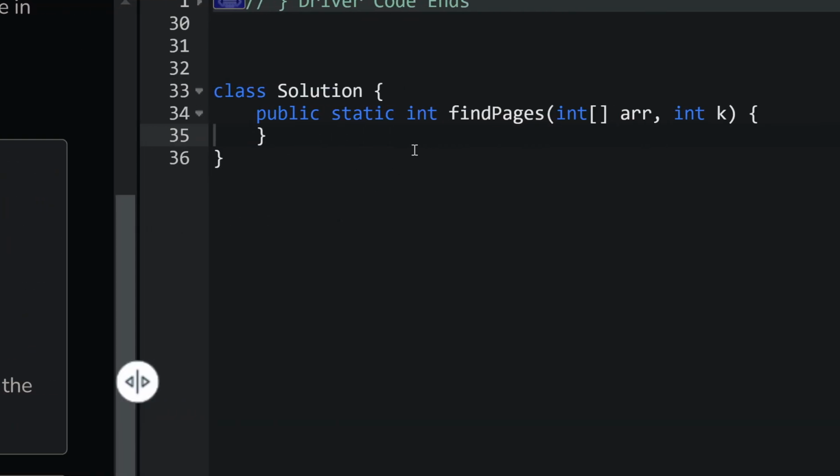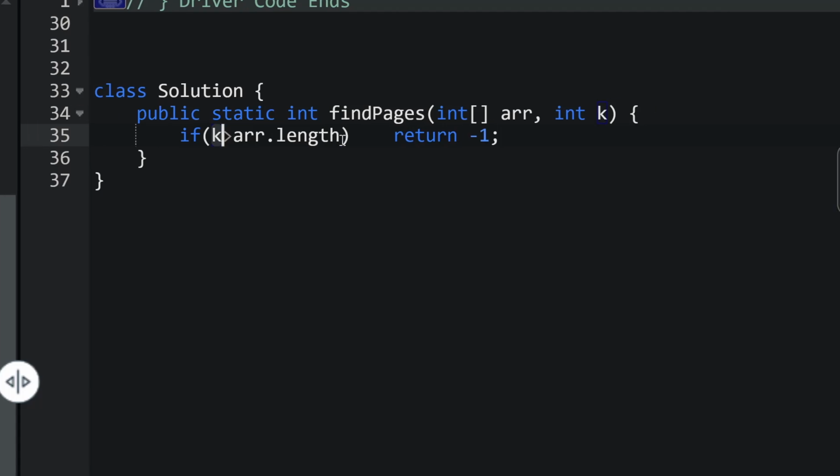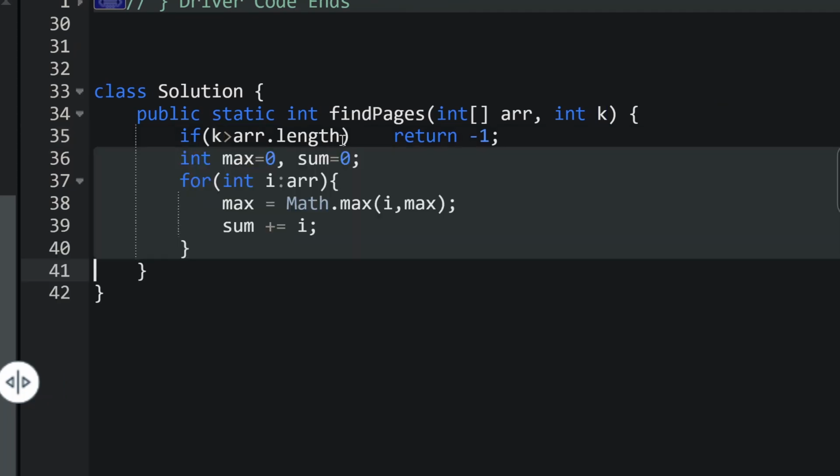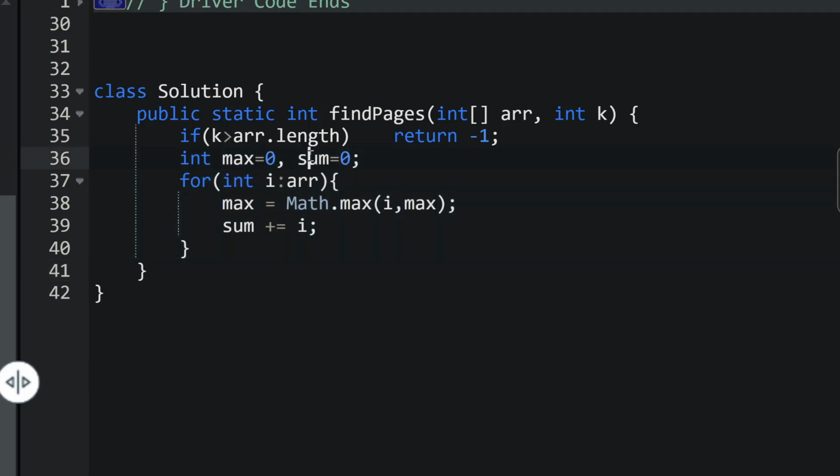Now let's code this. If the students are more than books, we cannot allocate one book to more than one student. So the answer is -1. Then we are finding the maximum and summation. The lower bound will be the maximum of all the books. Then the higher bound will be the summation of all the books, meaning we are allocating every book to only one student. So that's our higher bound.